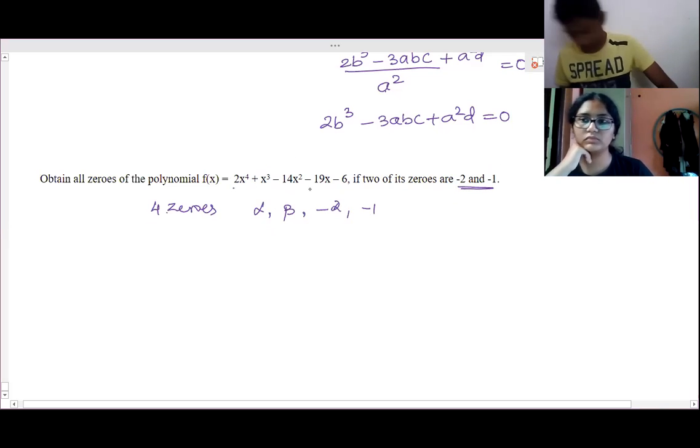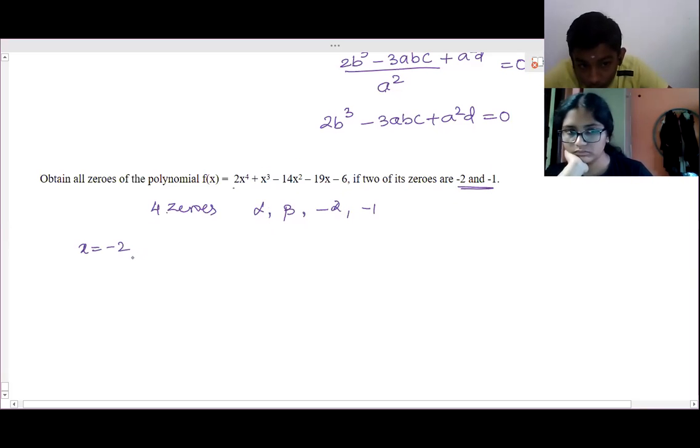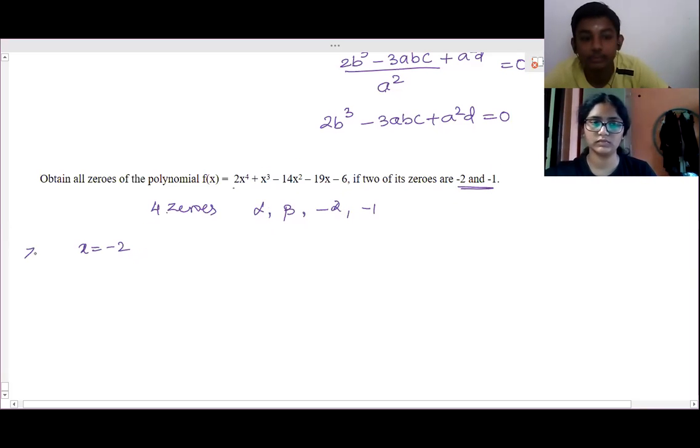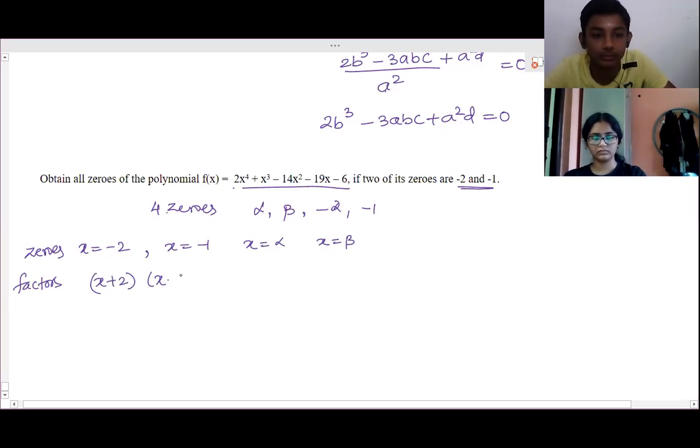So this polynomial can be written in terms of the factors. What will be the factors? If x is equal to -2, then x plus 2 will be a factor. The zeros are x is equal to -2, x is equal to -1, x is equal to alpha, x is equal to beta. These are the 4 zeros of this polynomial fx. So the factors are x plus 2, x plus 1, x minus alpha, x minus beta. So these are the 4 factors.